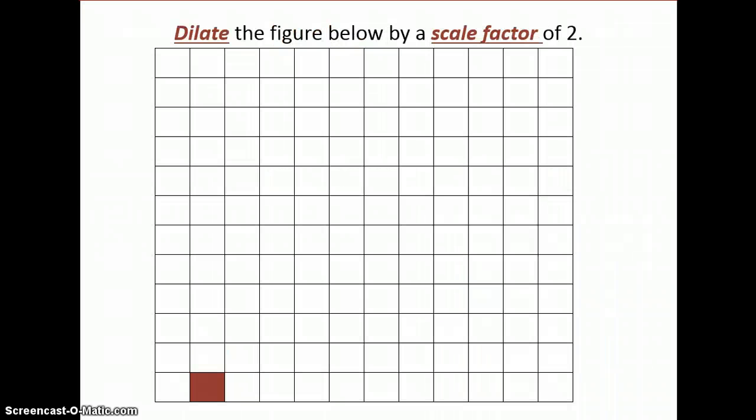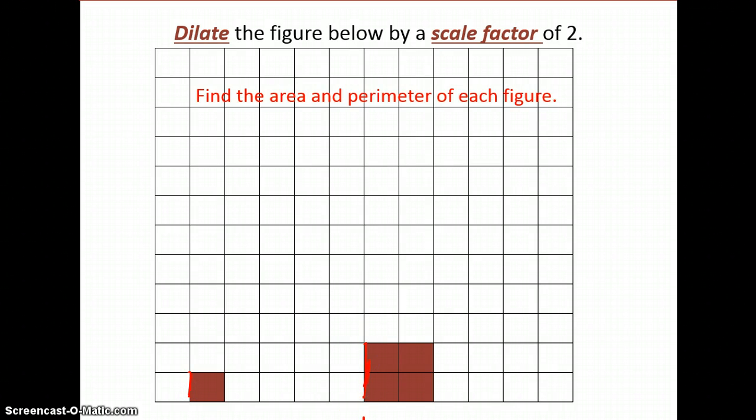On grid paper, if I wanted to dilate a figure, let's take this one and dilate it by a scale factor of 2. Well, I would have to know that my length here is 1. So my length of my dilated figure has to be 1 times 2, which is 2. My width is 1. 1 times 2 is 2. So I'm basically taking all sides and multiplying them by 2. Now, since this is a square, I really only have to do one side.